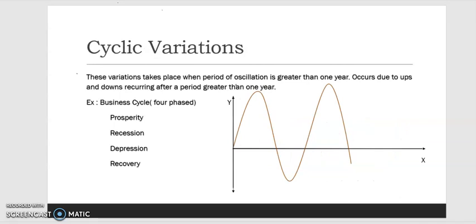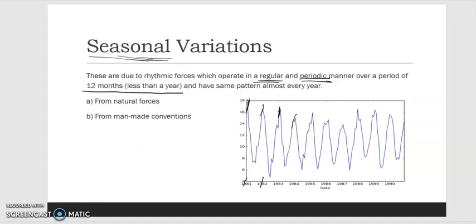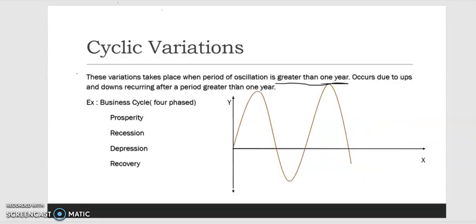Next comes cyclic variations. When we are talking about cyclic variations, it is very similar to a seasonal variation, but the time period is greater than 1 year. We have seen in seasonal variation that the time period is considered to be within a period of 12 months. But the same pattern, if it happens for greater than 1 year, it is said to be a cyclic variation. So it occurs due to ups and downs recurring after a period greater than 1 year.